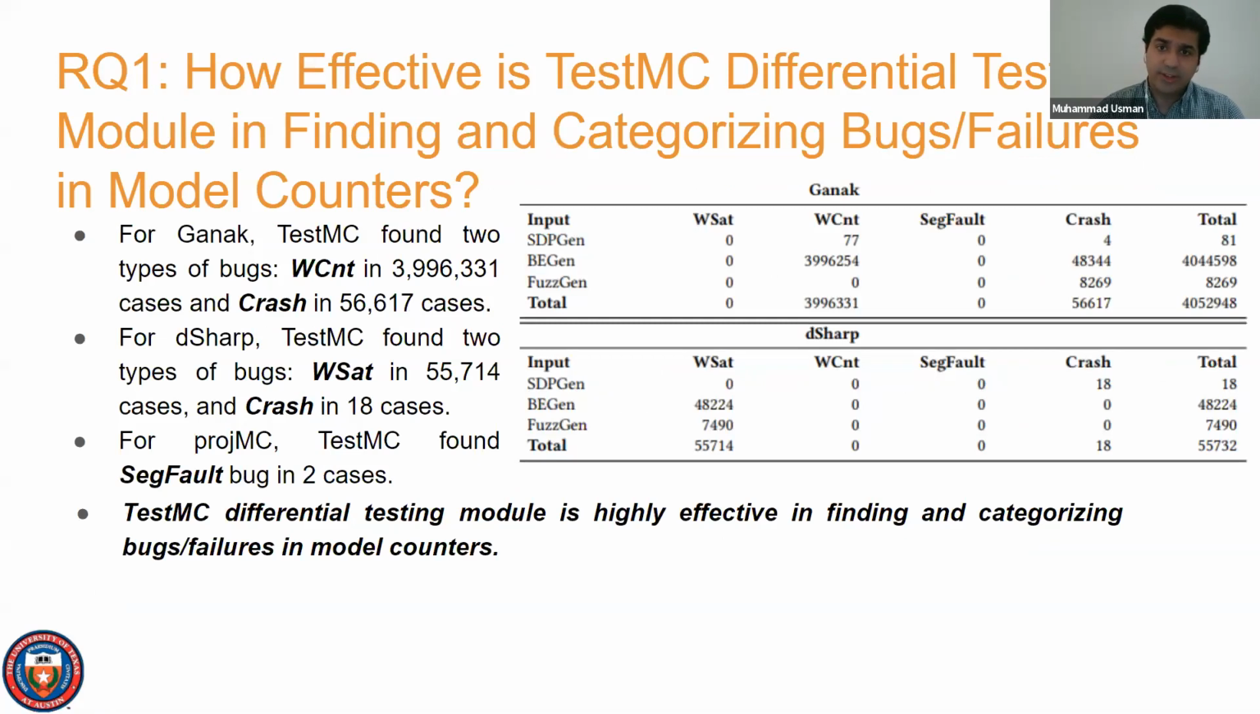We found that TestMC found 2 types of bugs in Ganak: WCount in around 4 million CNF formulas, and crash bug in around 57,000 cases. That definitely points out that there's some problem with Ganak. For dSharp, TestMC found 2 types of bugs: WSAT in around 56,000 cases, and on 18 formulas, dSharp simply crashed. For projM, there were 2 formulas on which it gave a segmentation fault, and there were no formulas on which ApproxMC gave a wrong count or crash.